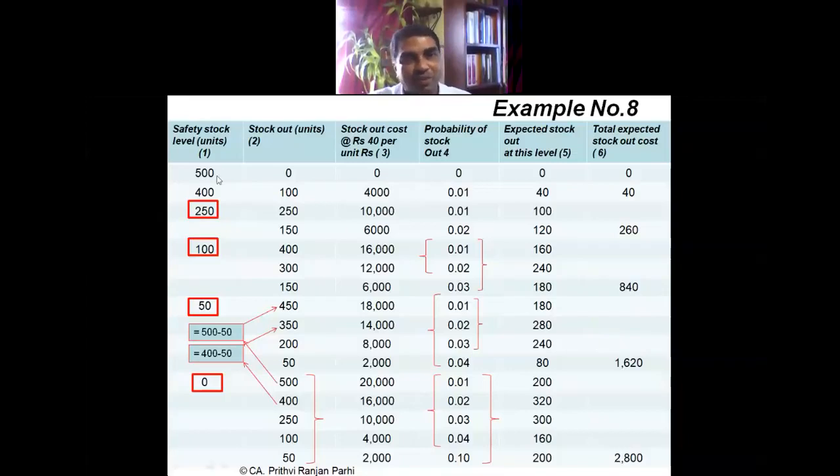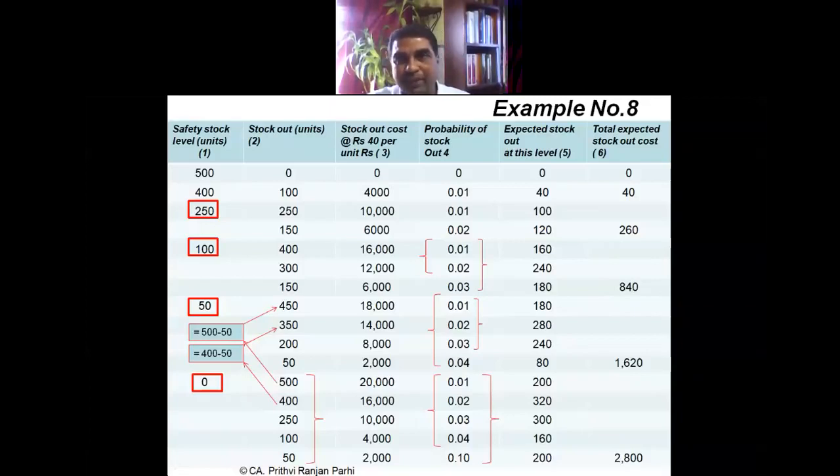If you travel from top to bottom, it may be difficult for you to understand how these units are arrived at and from where these probability figures have been picked up. That's the only catch in the question, but you have to remember this concept.